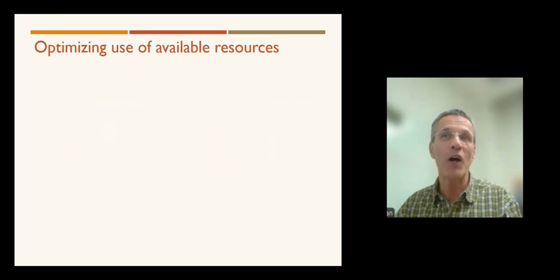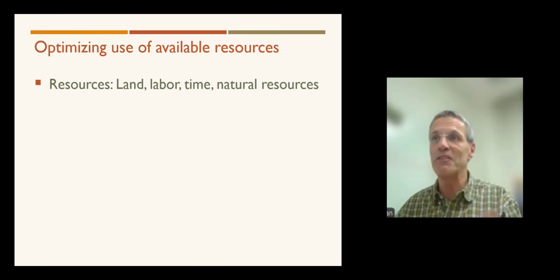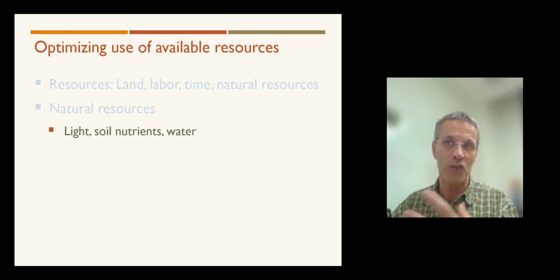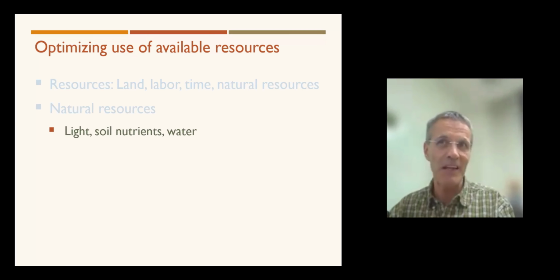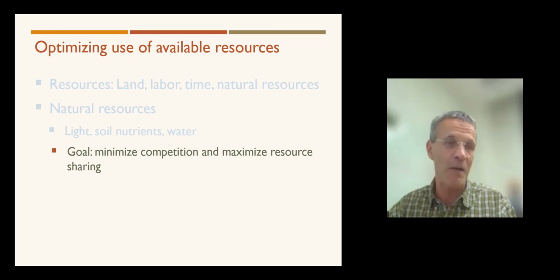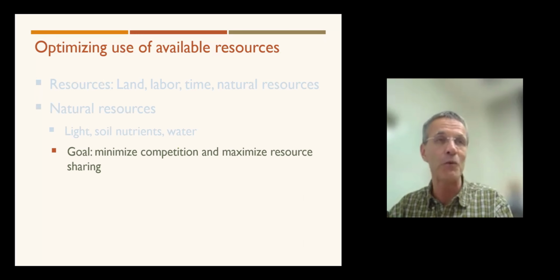So when we talk about optimizing resources, that's resources meaning land, labor, time, natural resources. And on the natural resource side, we're talking about light and nutrients and water that we're trying to optimize in a system that has multiple crops in the same field. Our goal is to minimize the competition for those resources, but at the same time maximize any kind of sharing that's going on. So sometimes some crops like shading, for example, and they grow better under a little bit of shade. Some crops benefit if one crop has nitrogen-fixing ability and then gives up some nitrogen to the crop next to it.